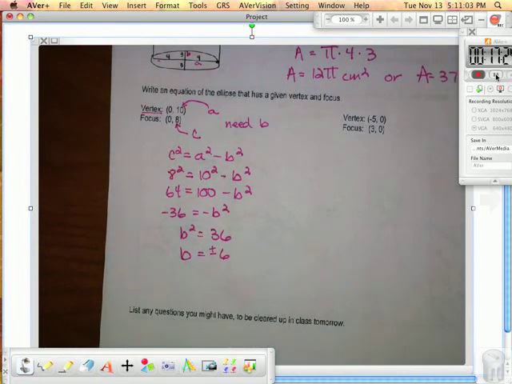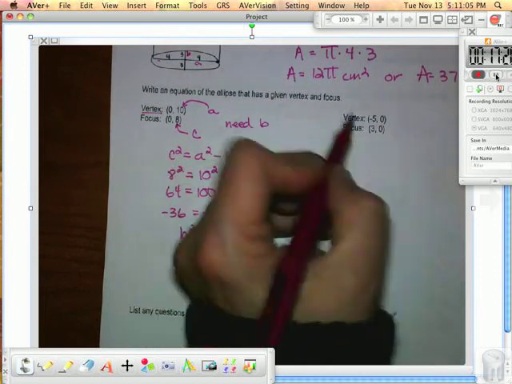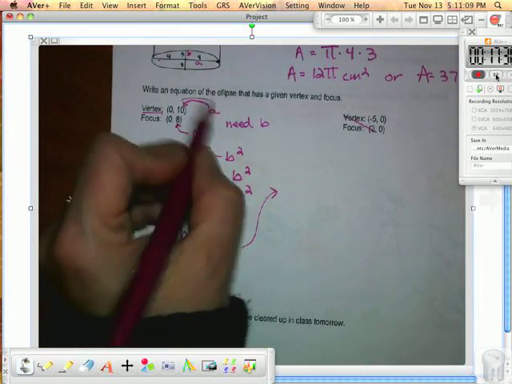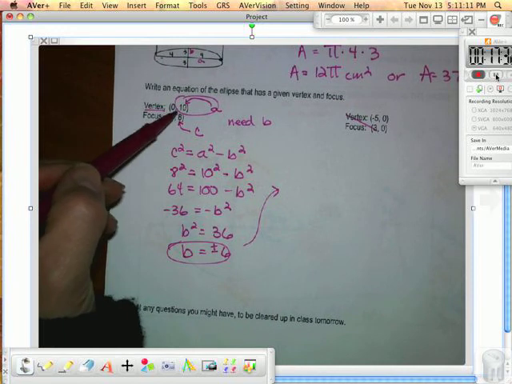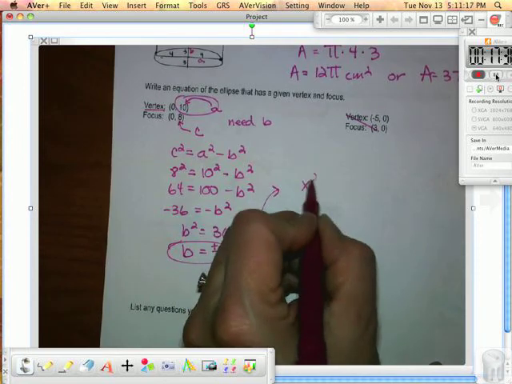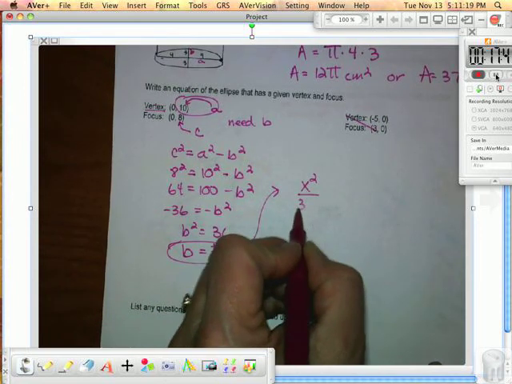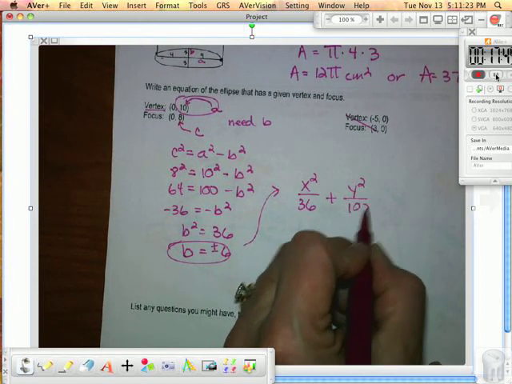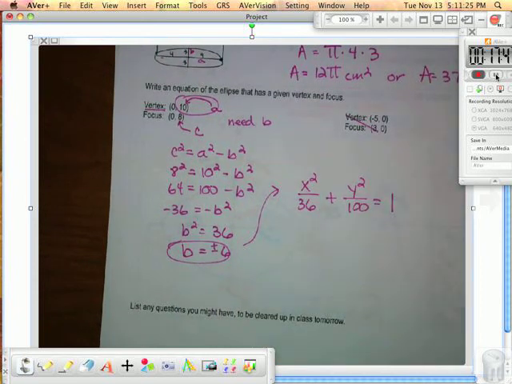Okay, so to write the ellipse, I now have A and B. And since A is in the Y position here, that's going to go underneath the Y. And this is my B, 36, equals 1. And you are done.